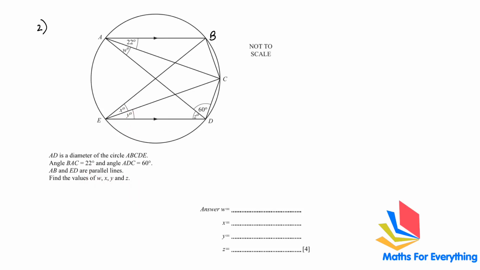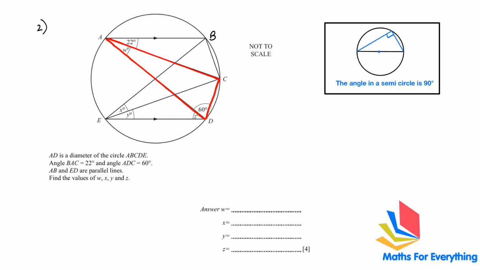First, we are going to find w. Before we start doing that, let's draw the triangle in which w is. So w is in triangle ACD. AD is the diameter. Using the circle theorem, the angle in a semicircle is 90 degrees. So this angle is 90 degrees.